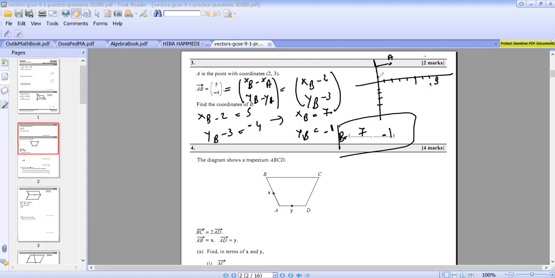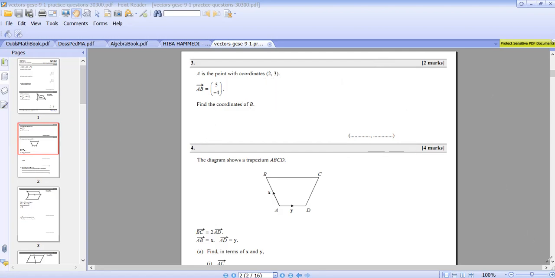You can use the method that I just showed. So you just plot the point A, and then you go 5 squares to the right, and you go down 4 squares till you get the position of B, and then you read the coordinates for that. But I want my students to know how to solve that using algebra. It's easier and it's better.